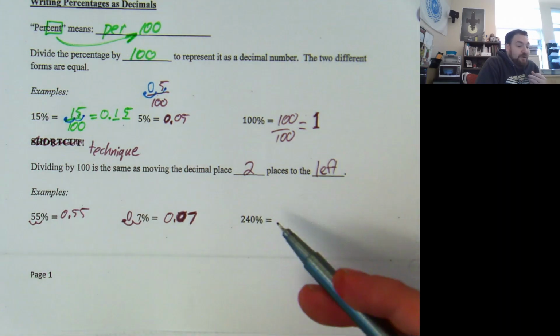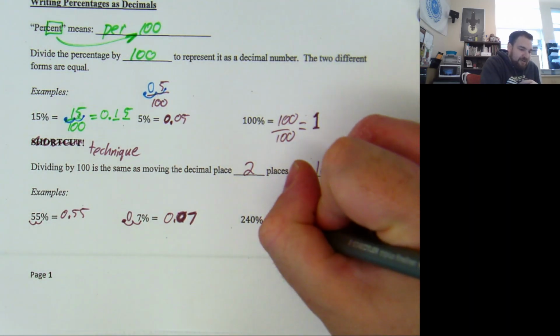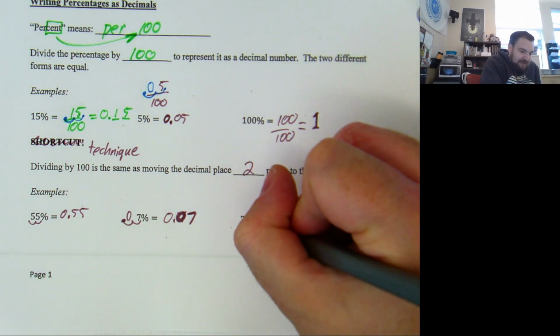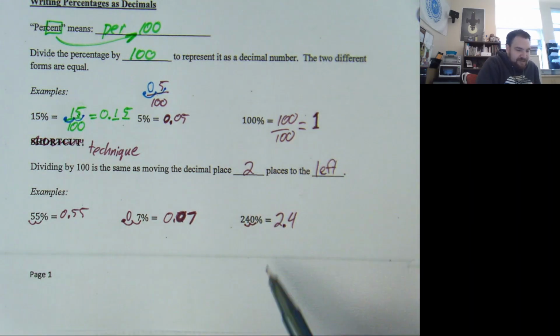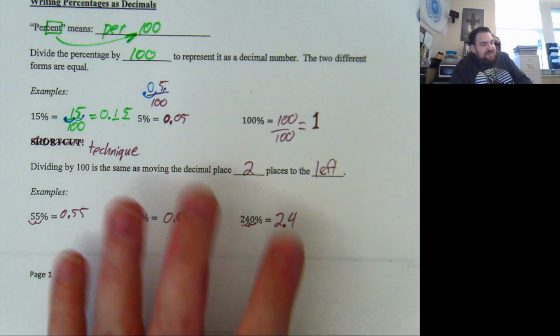So then 240% is going to be what? Scarlett, you have a thought? Justice has a thought? Justice. It is in fact going to be 2.4. I start at the beginning. Percent means per 100. Move the decimal place twice. 2.4. Done. Nice and easy, right? Writing percentages as decimals. Flip the page. It continues.